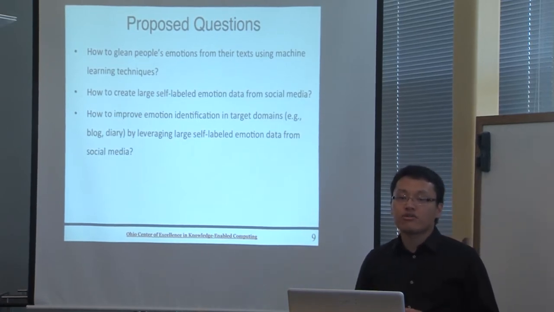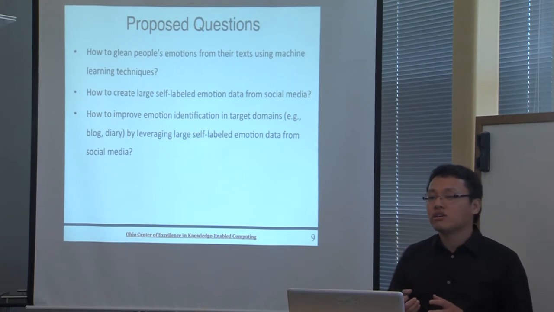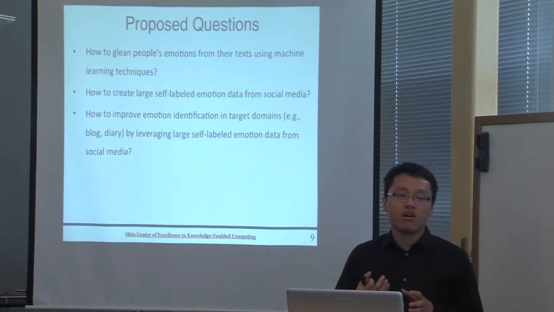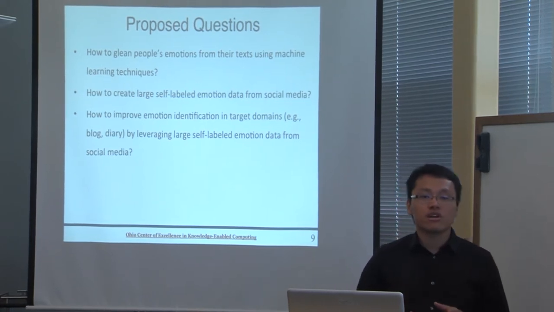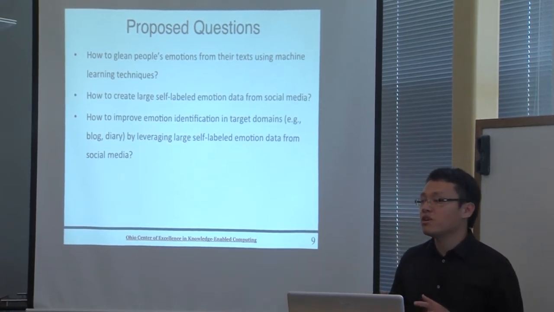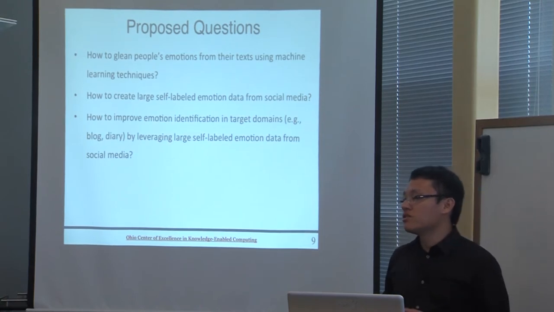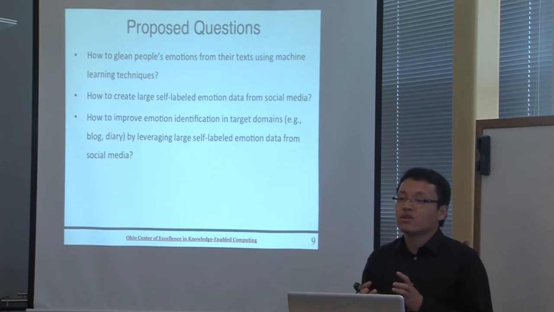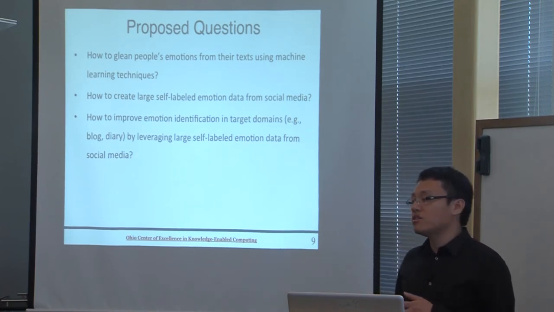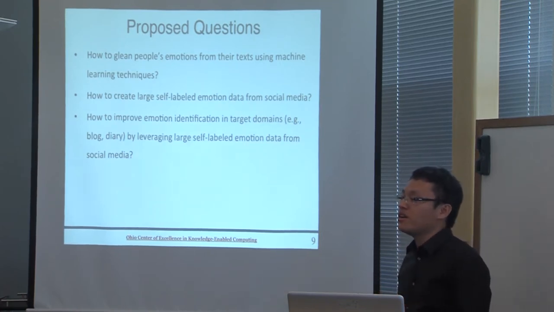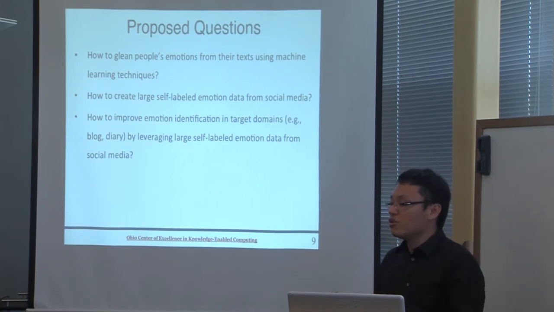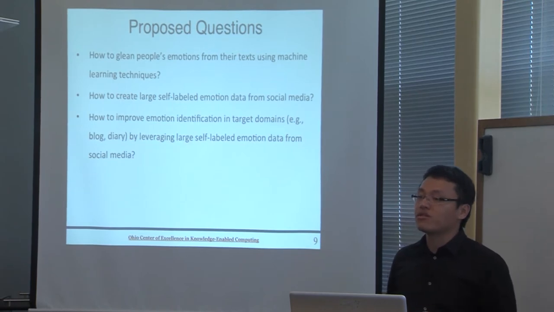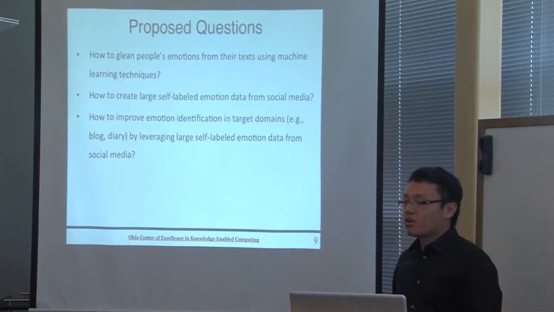The second question is, since I apply supervised machine learning techniques to tackle the problem, which involves training data, how do I automatically create a large amount of training data from social media? So this is the second question. The third question is, after collecting such a large amount of self-labeled emotion data from social media, how do I leverage such a data set to improve emotion identification in other domains, such as blogs or fairy tales? So basically, these are the three questions.